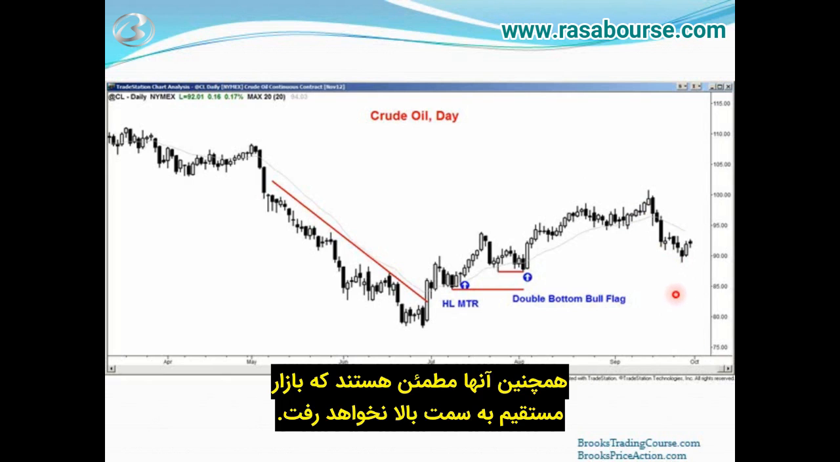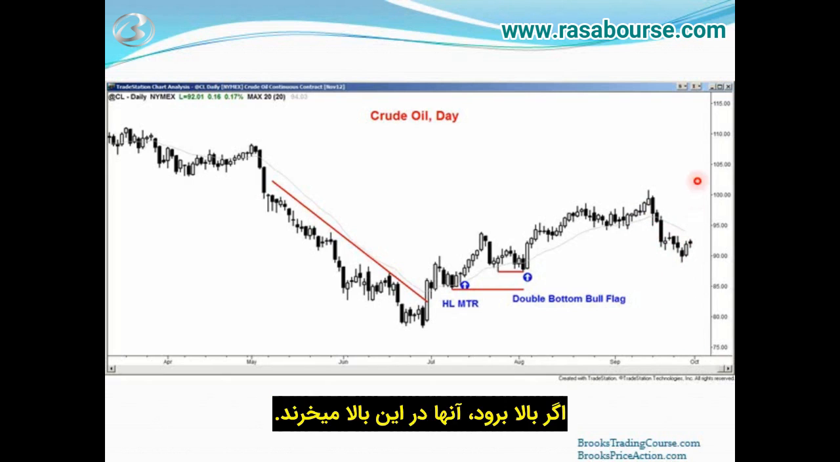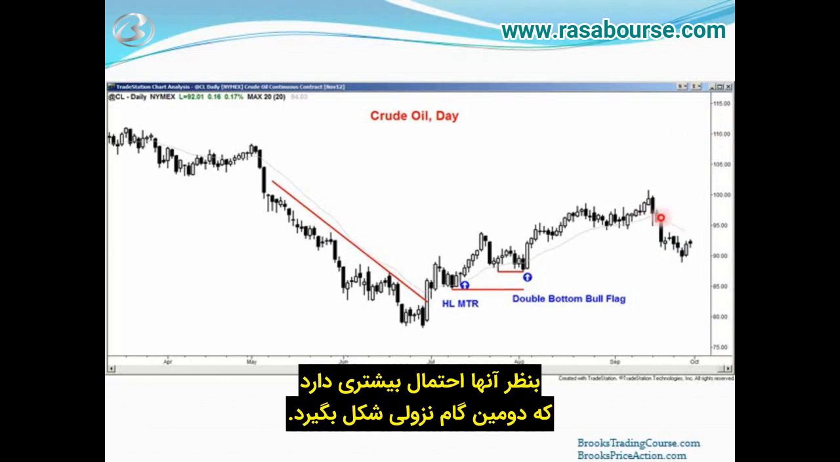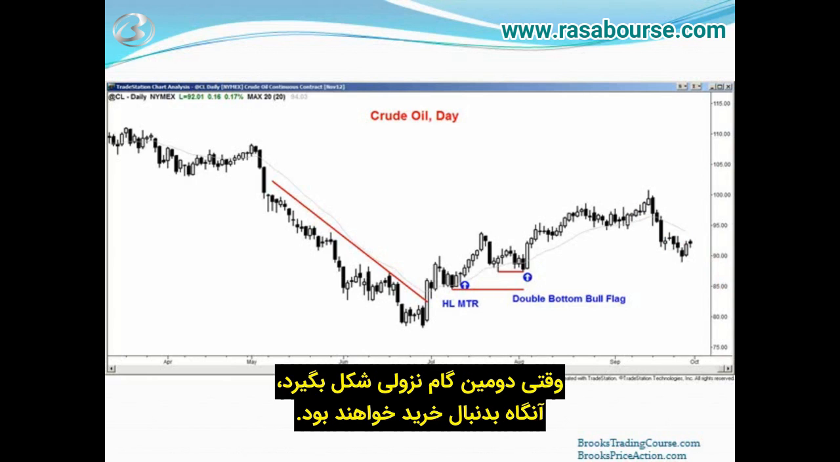And they're also confident that the market won't go straight up. If it does, they'll buy it back up here. They think it's more likely we'll have a second leg down. Once that second leg down forms, then they might start to look to buy again.